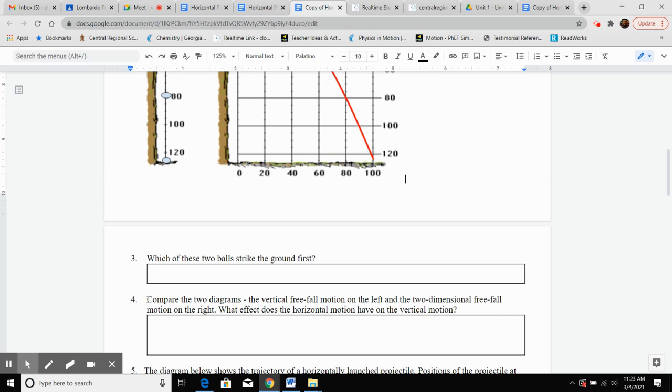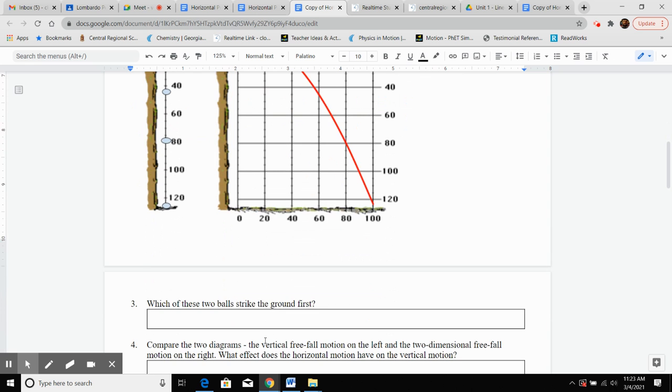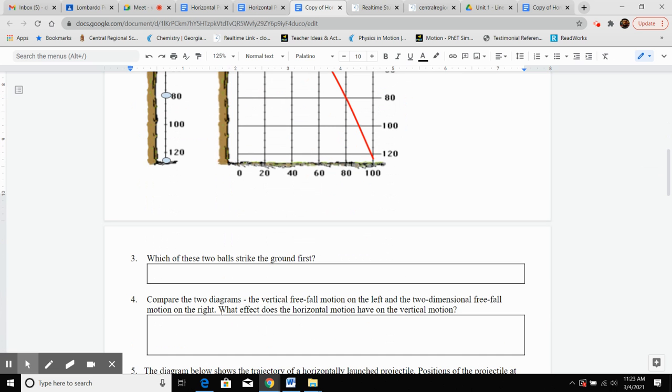And then for 4, it says to compare the two diagrams, the free fall vertical motion of the dude on the left and the two-dimensional free fall motion on the right. What effect does the horizontal motion have on the vertical motion? Does the fact that this cannonball got shot out of the cannon at 20 meters per second even affect how much it fell every second? No. So the horizontal motion has no effect on the vertical motion. They still fell the same amount of distance in the same amount of time. So the horizontal motion has no effect on the vertical motion.